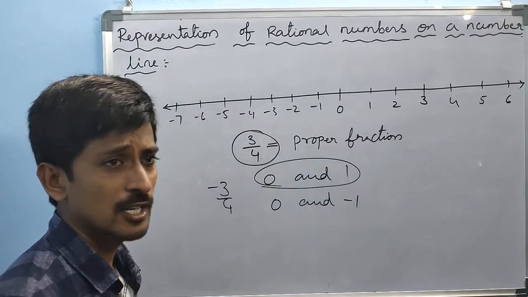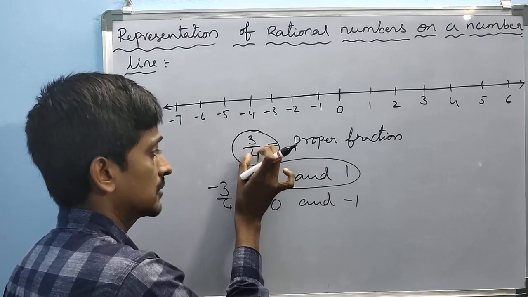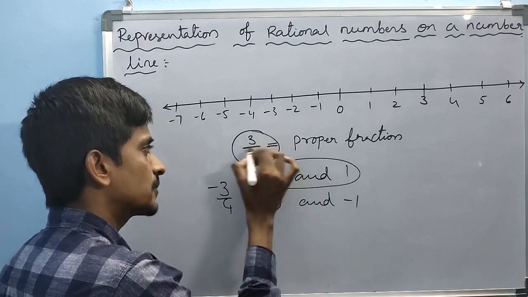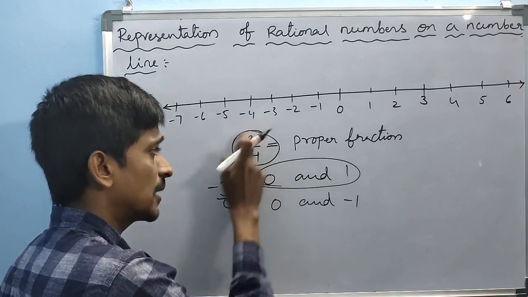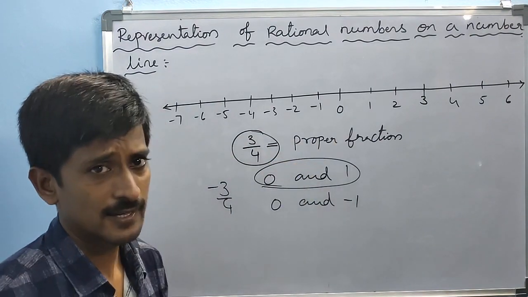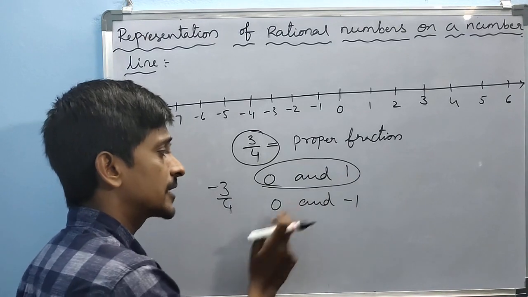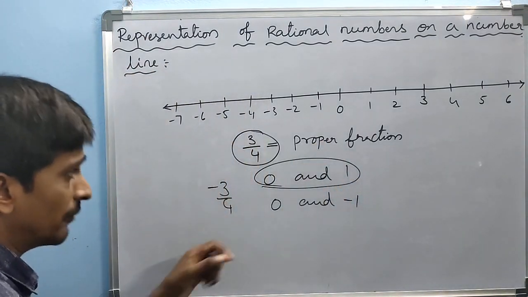Proper fraction means the numerator is the smaller number compared to the denominator. Numerator is the smaller number, denominator is the bigger number. That type of fraction is called a proper fraction. This proper fraction is always in between 0 and 1 or 0 and minus 1. Okay.